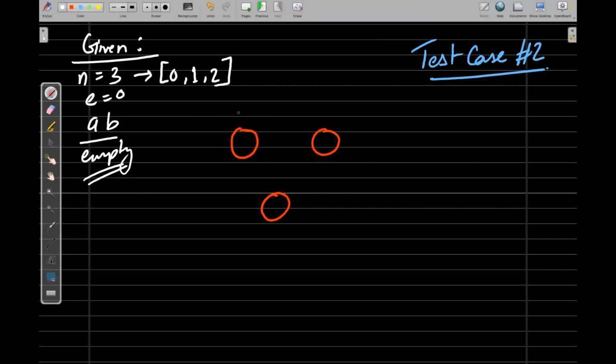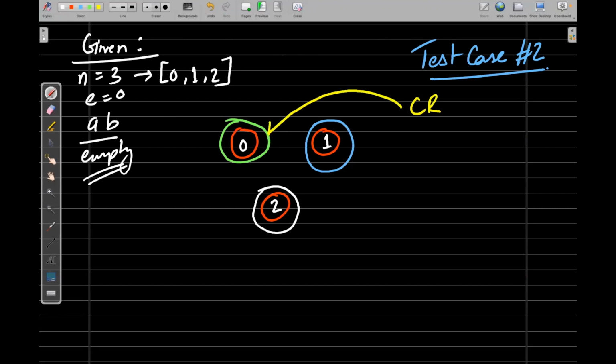Now let's put the indexes. I will mark the identification numbers, 0, 1 and 2. Okay. Now let's put the relationships, if they are friends or not. Because E is 0, we have no relationships. So the total groups will be this one, this one, and this one. So the total number of groups that CR needs to pass the information to will be 1, 2, 3.